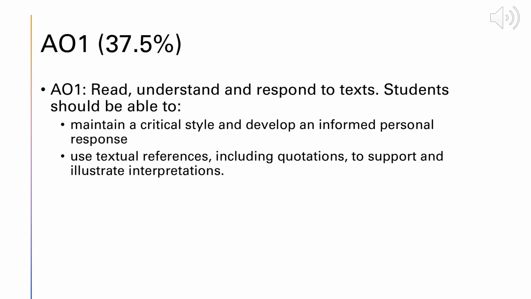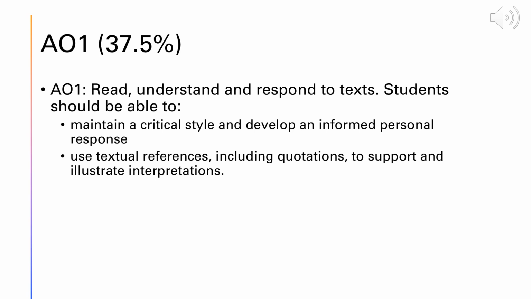So first, if we think about maintaining a critical style, how many times have your teachers told you that something sounds a little bit too chatty? This is where that comes in. We need to make sure our essays are both formal and critical. To get those top grades, 8 and 9, they need to be almost like an A-level essay nowadays.